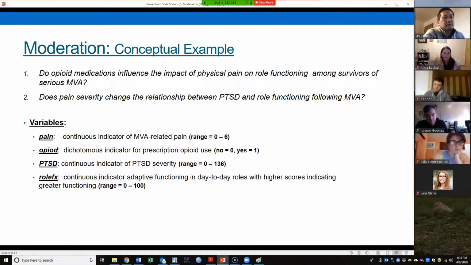I'm not interested in whether or not physical pain is associated with role functioning, because I know it is, right? As my pain increases, my role functioning decreases. That's not interesting. But I've got these medications that are supposed to help that. And so what is the impact of these medications on pain and role functioning? Alicia, what might I be hoping is going to happen with this?